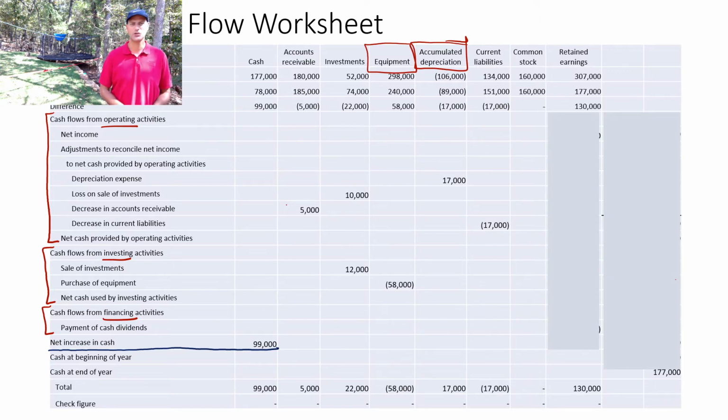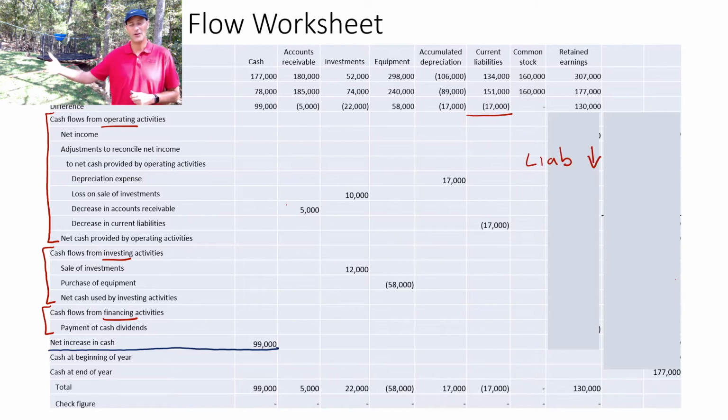So if we move on to liabilities, our current liabilities went from $151,000 to $134,000. So they went down by $17,000. Those are our current liabilities. Well, if a liability goes down, how do you get a liability to go down? Well, you pay it. You usually pay it with cash. So if a liability went down, cash had to flow out of the company, especially if it's a current liability. So for a liability to go down, cash has to go out.